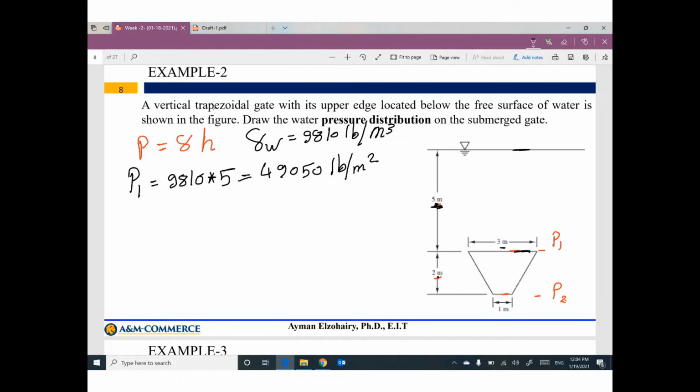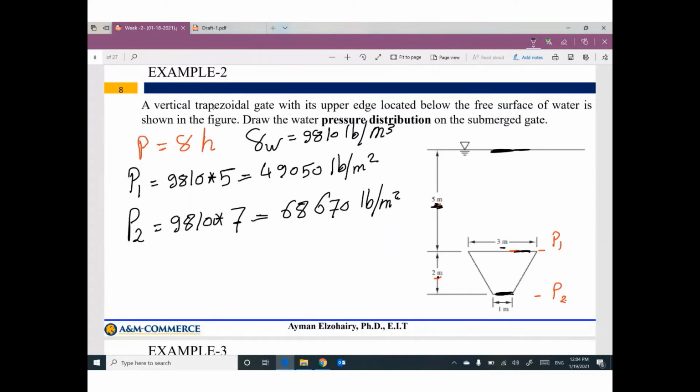What is the value of P2? Gamma water times H. What is the vertical distance between this location and the water surface? Yes, 7 meter. So 9,810 times 7. This value will be 68,670 Newton per square meter.